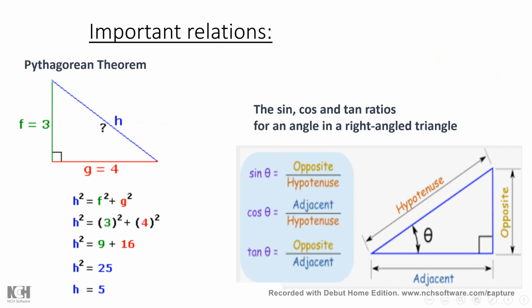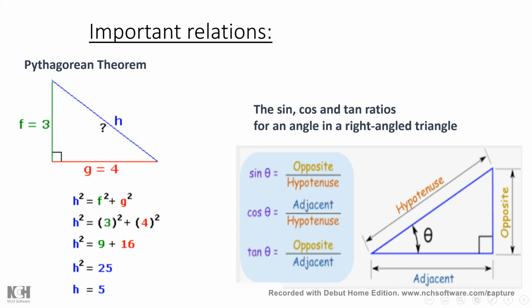Now, there are important relations. We need to focus on them. I think they are explained well in the block which is in the canvas, mathematical part. We need to know how to use the Pythagorean theorem. We have two sides for this right triangle, the hypotenuse, the adjacent, the opposite. You know that h squared is equal to g squared plus f squared.